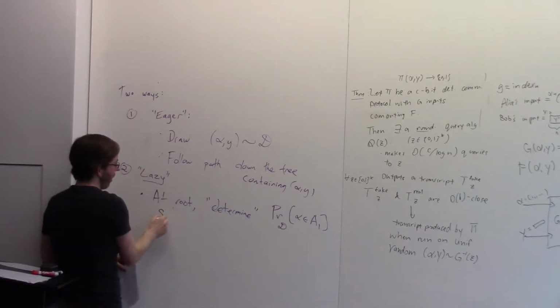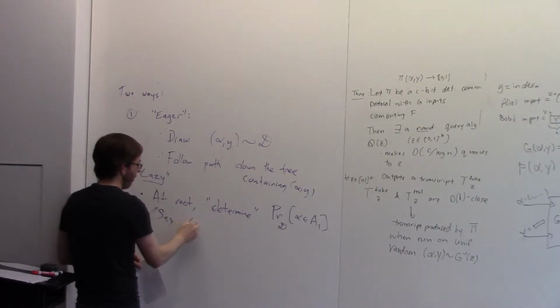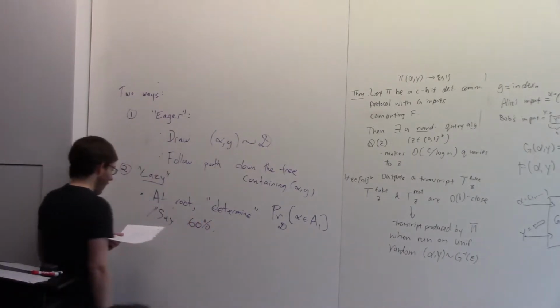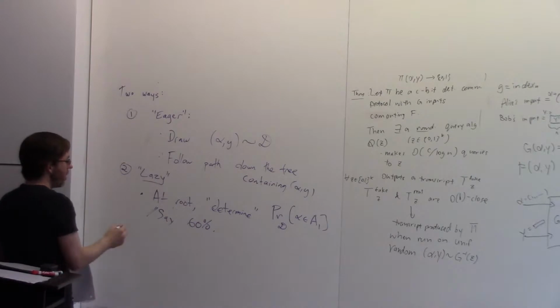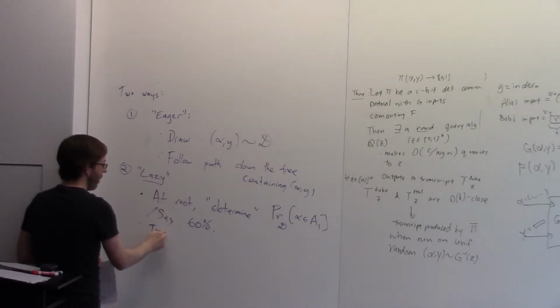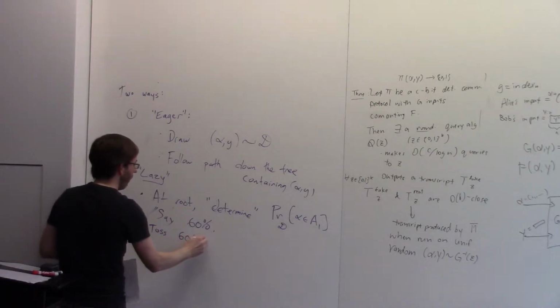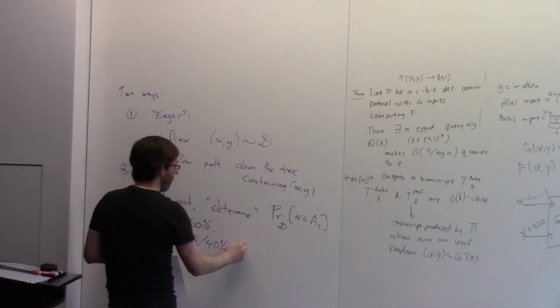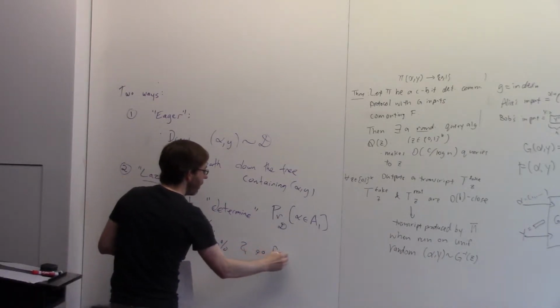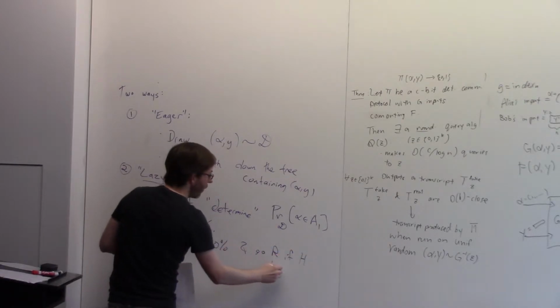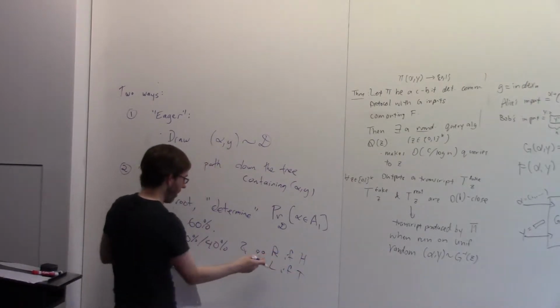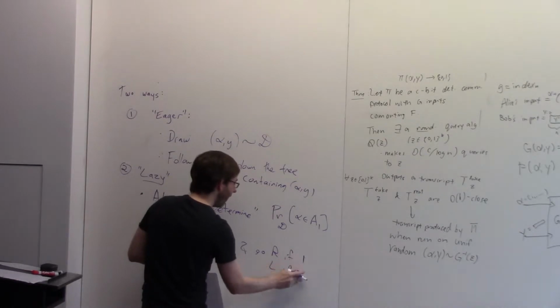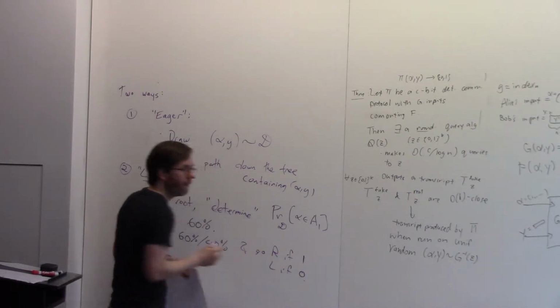Let's say hypothetically that it's 60%. So then what you do is you toss a 60-40 coin, and you go right if it comes up heads, and left if it comes up tails. Well, maybe right if it comes up 1, and left if it comes up 0.